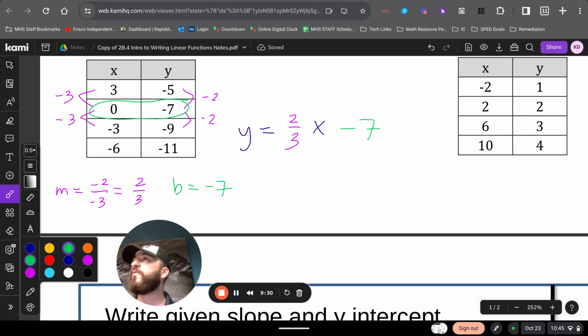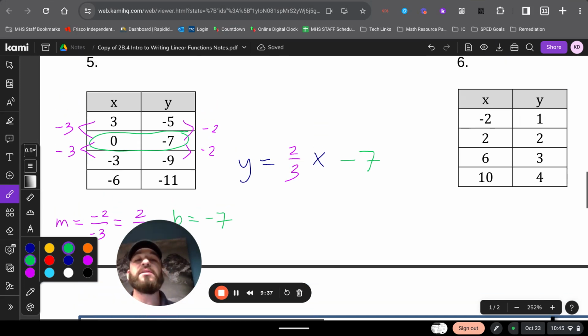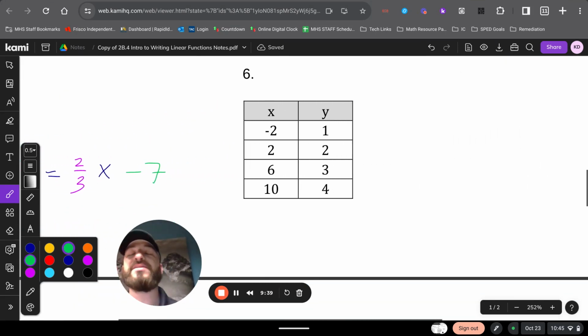So relatively straightforward still. The biggest piece of this is just solving for that slope and then being able to identify the y-intercept. Okay, let's look at one that's maybe a little bit different in number 6. So same thing, we're given a table. Same first step. We want to go ahead and identify that slope first.